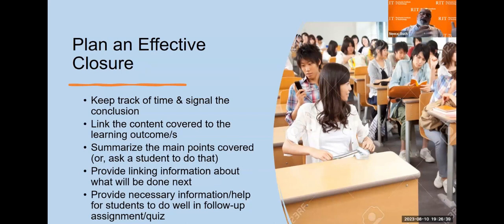Closure could be summarizing that day's information, summarizing the high points of that day's information, connecting today's information with what you're going to do tomorrow. I think that's another great way to present a closure.